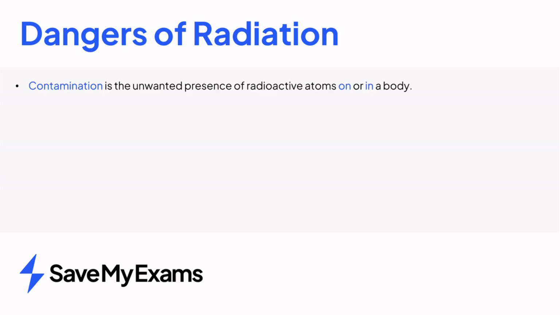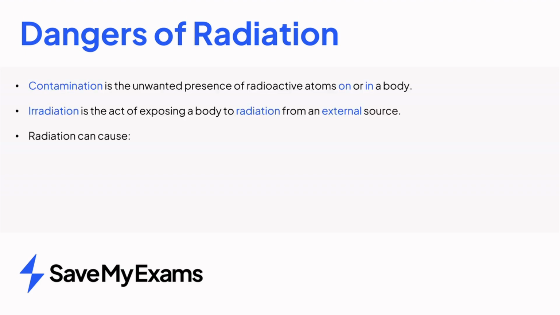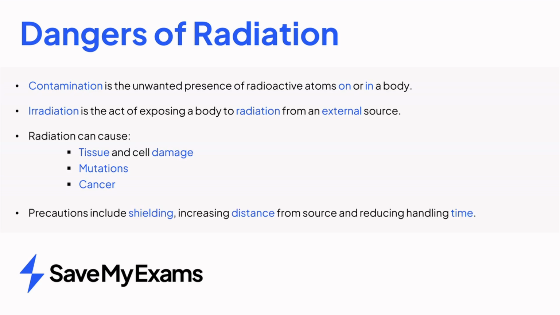In this video, we have defined contamination and irradiation. Either of these can cause tissue damage and mutations in DNA which lead to cancer. This can be prevented by using shielding, getting further from the source, or being near it for less time.